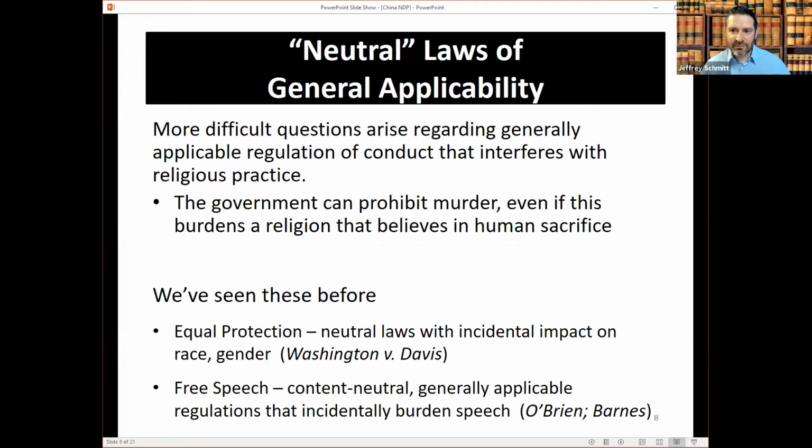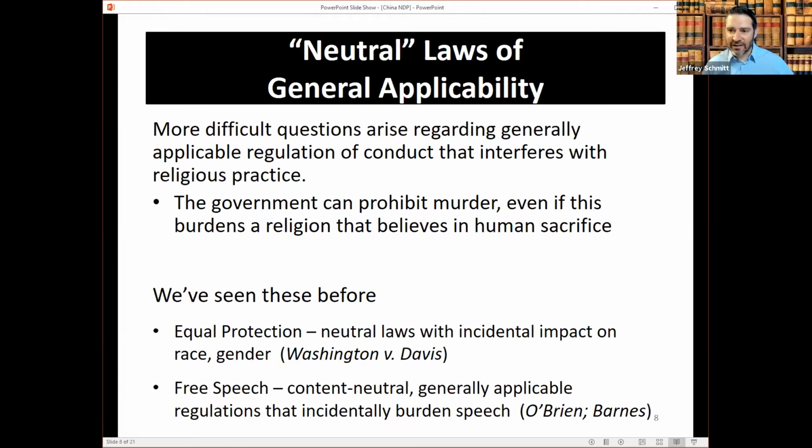There are some religions, ancient religions usually, I'm thinking like the ancient Aztecs, that at some point in history believed in human sacrifice, right? Well, of course, we have laws against murder. You can't kill someone else, that would be murder. And so a law against murder implicitly interferes with a religious belief in human sacrifice.